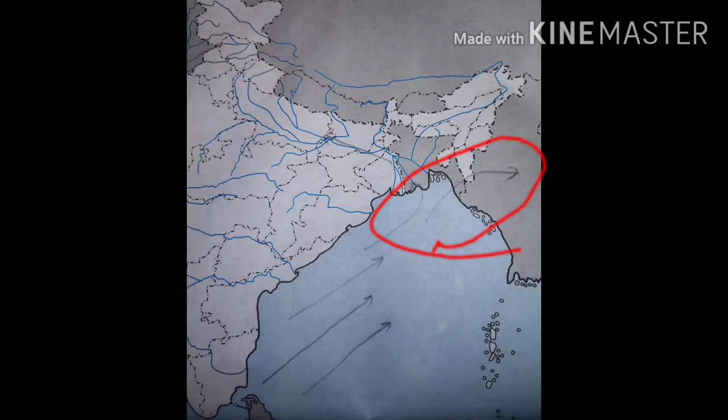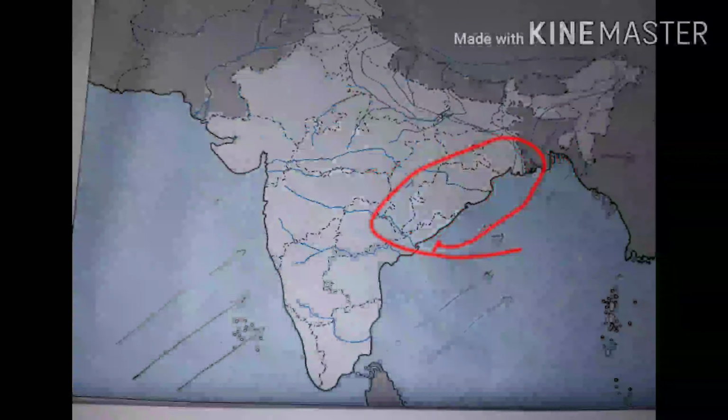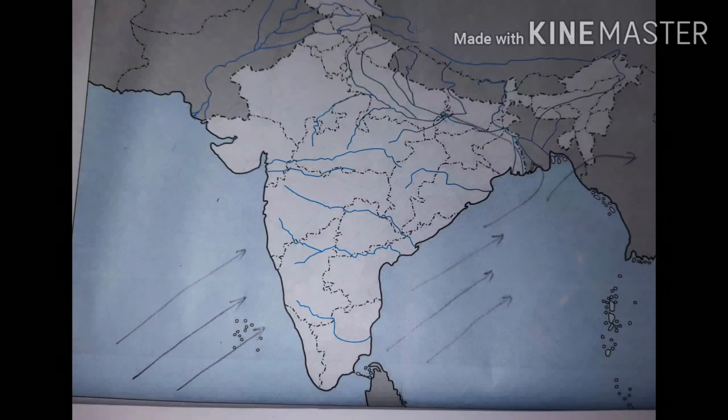There is another offshoot of the Bay of Bengal branch which travels into Myanmar. In the map you have to show the southwest monsoon wind in this manner.